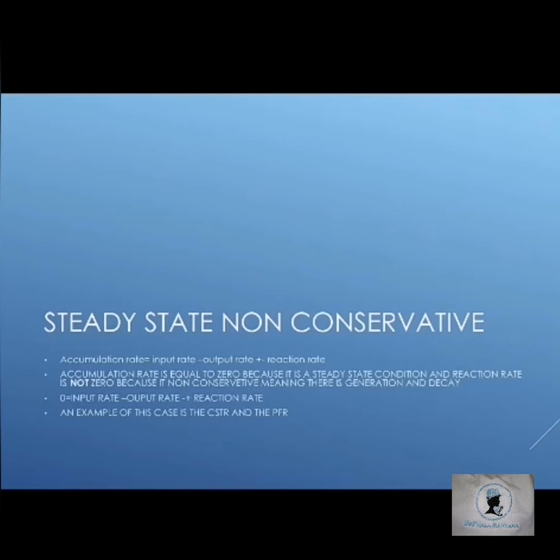And then we have the steady state non-conservative. Please note that sometimes they don't state to you that the material is non-conservative or steady state. You just have to read and make the words talk to you so you understand. So with accumulation rate, you do the same thing. You write out the universal equation, and accumulation rate is still equal to 0 because we are dealing with steady state. So you cancel out accumulation rate and write steady state, and then input rate minus output rate plus or minus reaction rate. Our reaction rate this time around is not 0. Why? Because it's non-conservative, meaning that there is generation and decay.